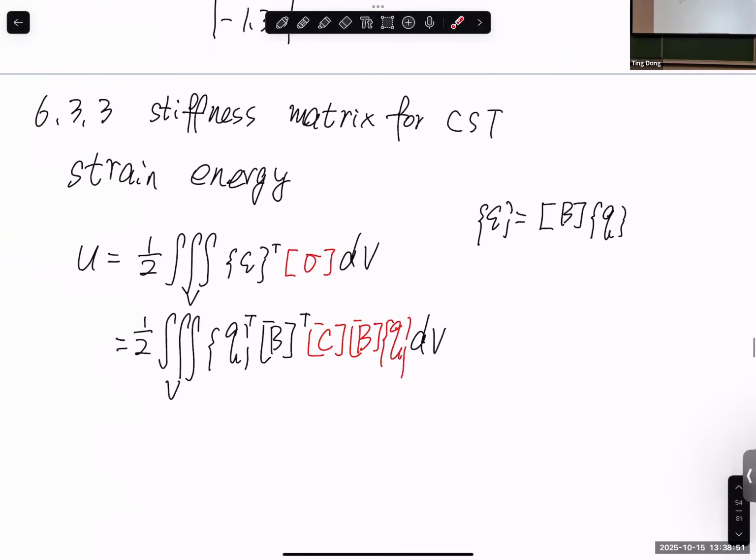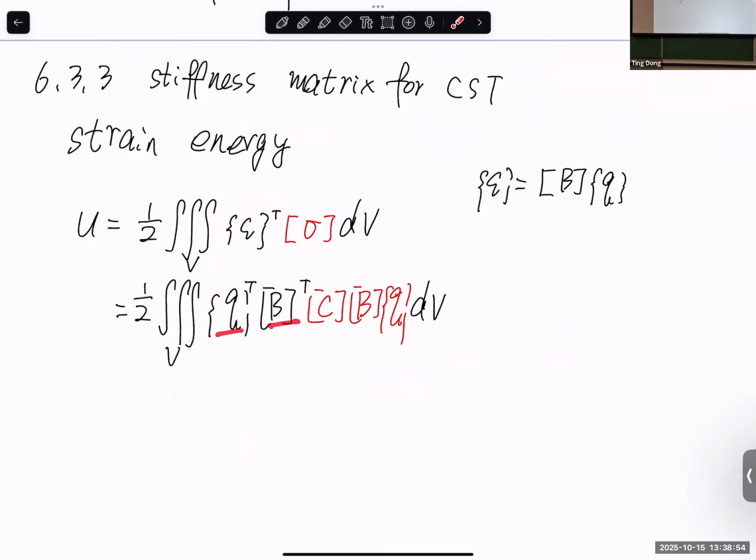So now let's check these five terms here. Constant, constant, constant, constant, constant. So the integral is simply equal to the multiplication of these five terms times the volume of your element. Make sense or not? There's nothing you need to do for the integration calculation.